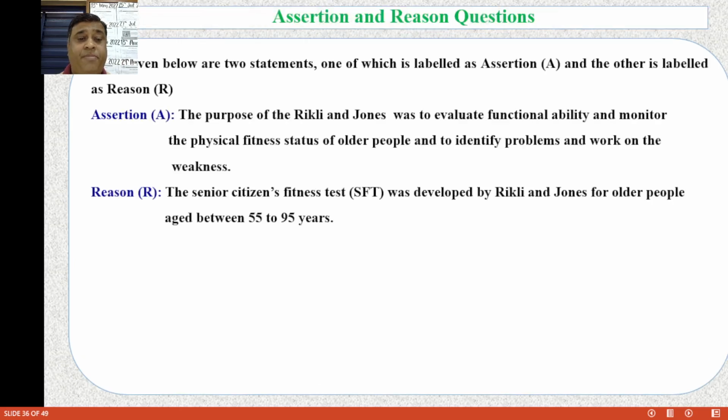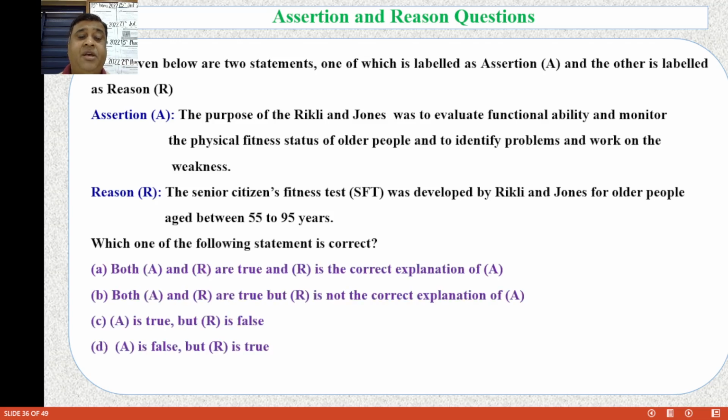Question number 34. Assertion: the purpose of the Rikli-Jones test was to evaluate the functionality and monitor the physical fitness status of older people, and to identify problems and work on weaknesses. Reason: the Senior Citizen Fitness Test, that is SFT, was developed by the Rikli-Jones test for older people between the ages of 55 to 95 years. The statements are similar. Option C, assertion is true but reason is false. The age group is 60 to 94 years.